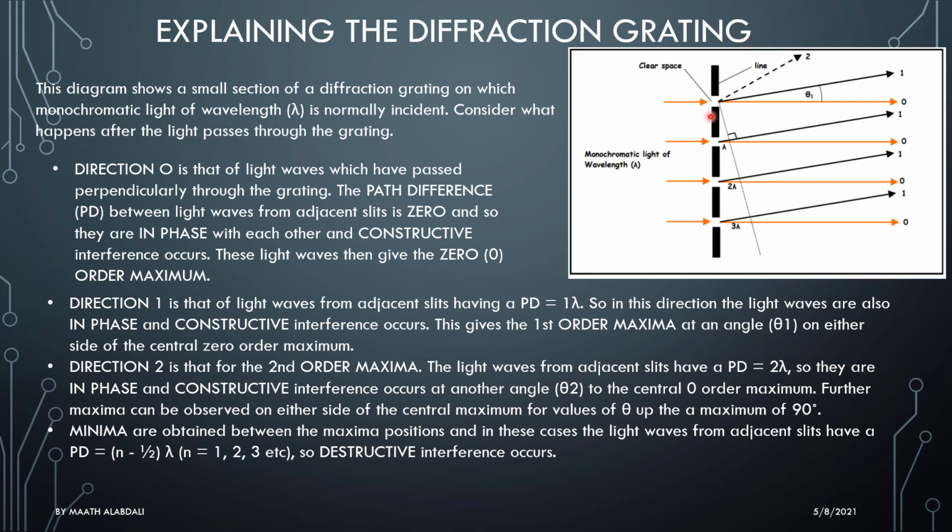Minima are observed between the maxima positions, and in these cases the light waves from adjacent slits have a path difference of (n minus half) lambda, where n is 1, 2, 3, 4, etc. This is destructive interference. As I explained earlier, for destructive interference the path difference is separated by half a lambda, which is why it is destructive and not constructive. Constructive interference: 1 lambda, 2 lambda, 3 lambda. Destructive interference: half lambda, 3 over 2 lambda, etc.